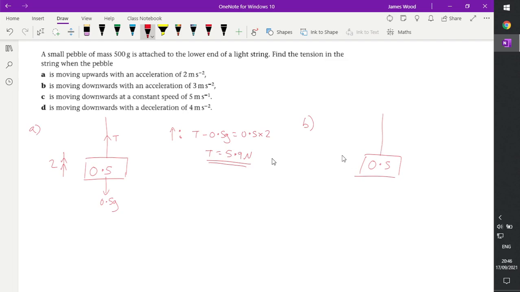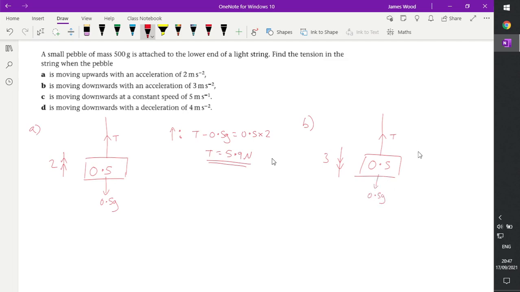And this time it's accelerating. So it's moving downwards with an acceleration of 3 meters per second squared. So this is my scenario. The tension in the string is still upwards. A piece of string is not going to force your object downwards. A piece of string attached to the top is always going to be trying to basically stop it falling. So the tension goes upwards. And we've still got the weight of 0.5 g.